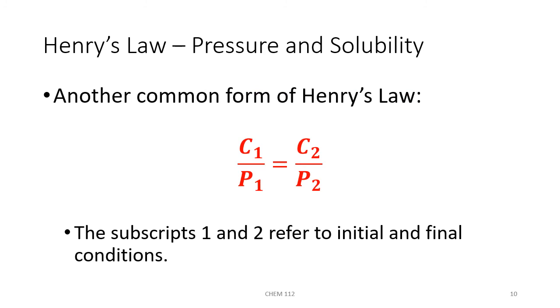A more common form of Henry's law is C1 over P1 equals C2 over P2, where the subscripts 1 and 2 are referring to some changing conditions or initial and final conditions. For example, if we know a concentration at one partial pressure, we could solve for another concentration at a different partial pressure. Or how will the solubility of the gas change if we change the pressure above the gas?